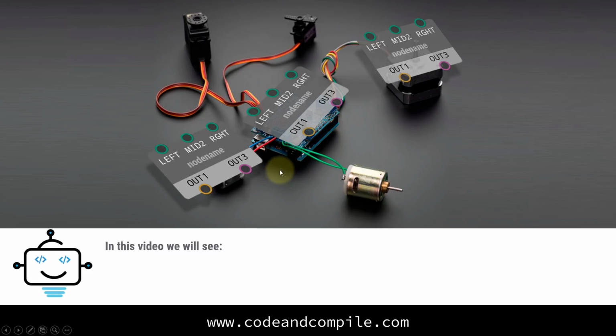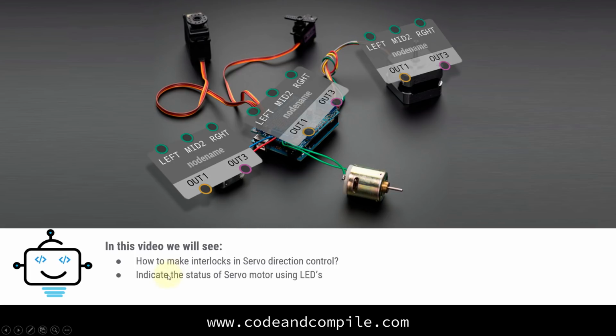Now in the next slide, we'll see what we are going to do in today's video. In this video, we will see how to make interlocks in servo direction control. We have to control the direction in forward, reverse, and stop using 3 buttons, which you have seen in my Fritzing diagram. And then you have to indicate the status of the servo motor using LEDs. We have 3 LEDs here. We have to use these to indicate the status. And then we have to write the servo operation status on the LCD. So this is the function we have to do today.